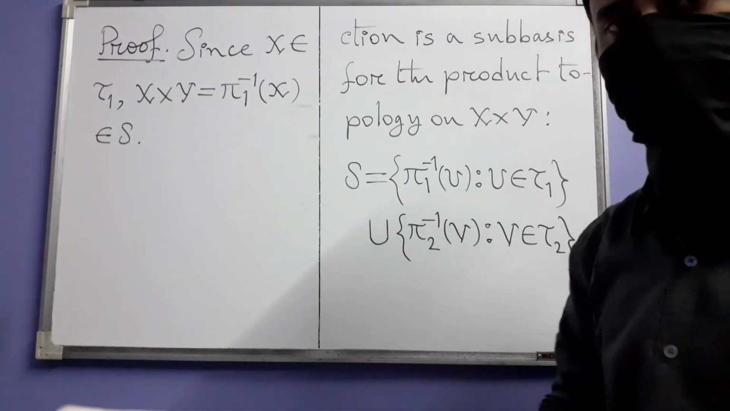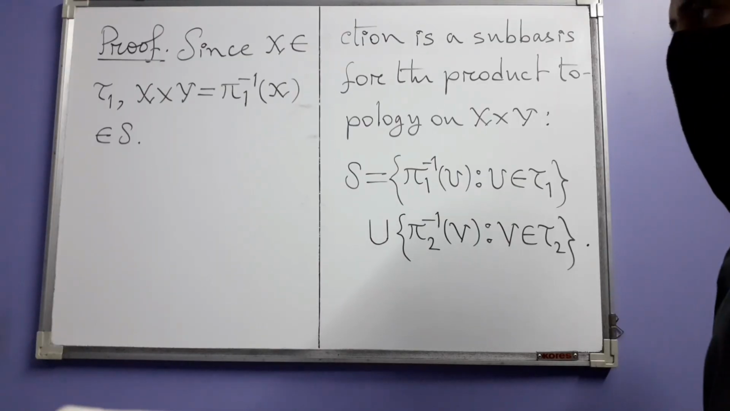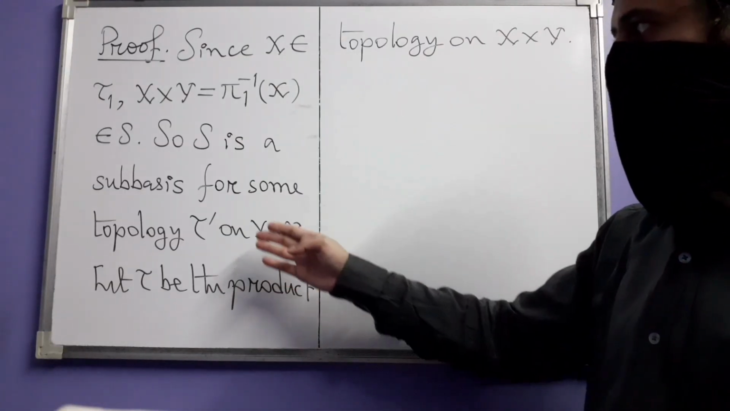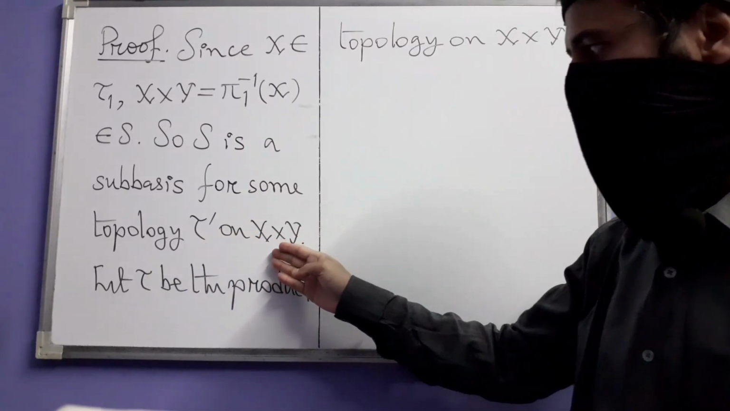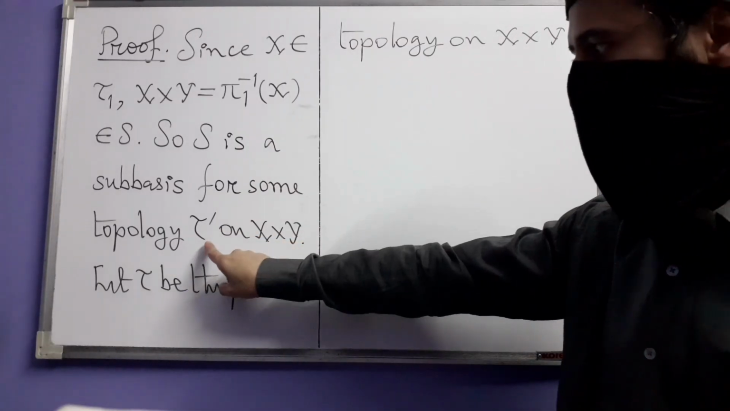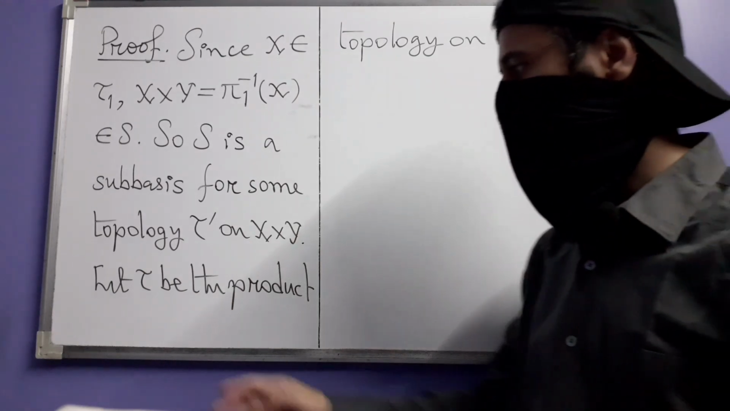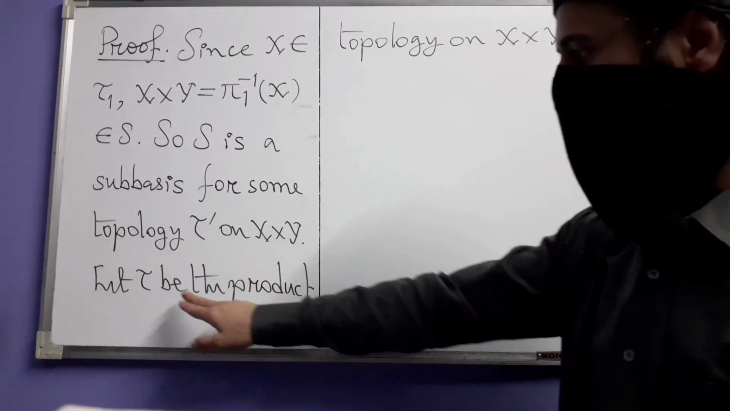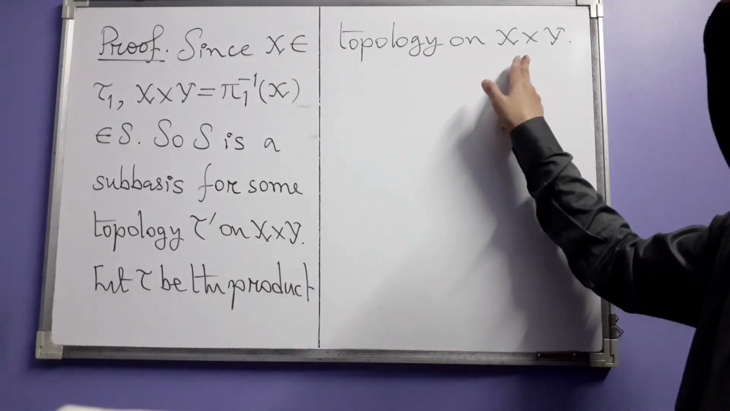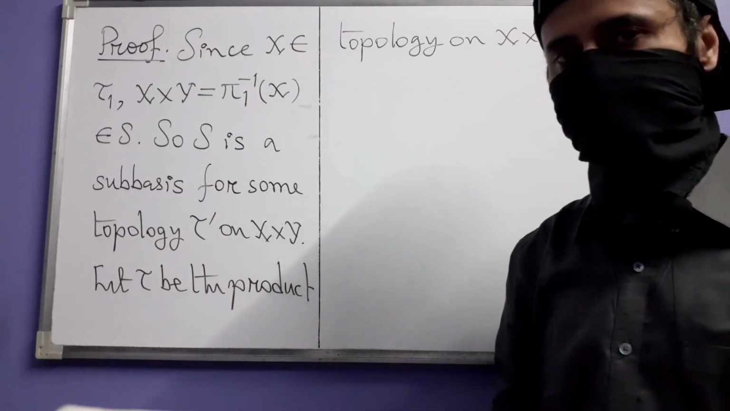And now we will prove that that topology is nothing but the product topology. So we write that S is a subbasis for some topology on X times Y, which we also give a name, say tau prime. And we also give a name to the product topology on X times Y. Let tau be the product topology on X times Y. We now have to prove that these two topologies are the same.